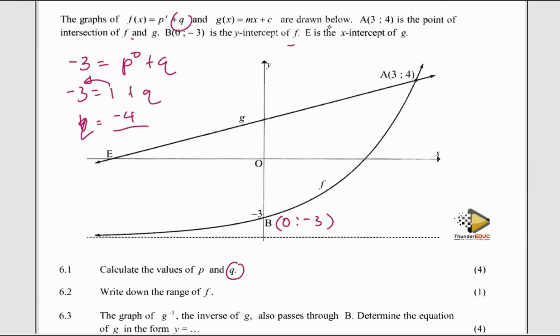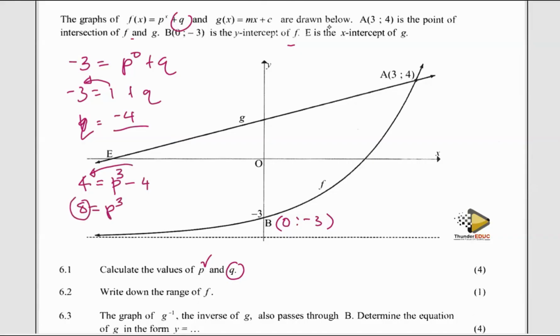When Q is -4, we need to look for P now using the 3 and 4. So where there is y, we put a 4, and where there is x, we put a 3, then -4. Let's move this to that side. We're going to have 8 is equal to P cubed.